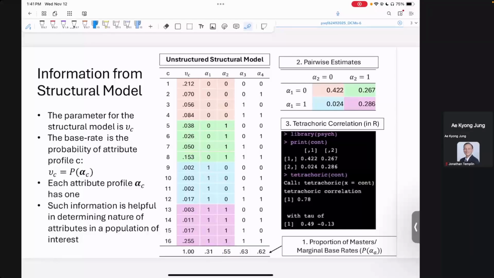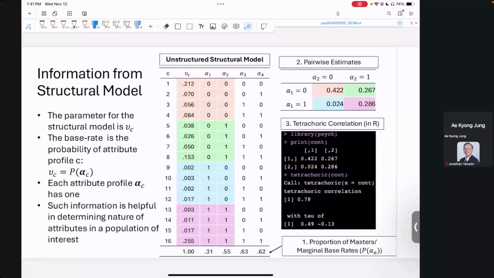Then what kind of information can we get? This attribute 1, there is 31% of the people have mastered attribute 1. And this attribute 3, there is 63% of the people who have mastered it. Then we might get information that attribute 1 is harder to get. And also we can get pairwise estimates. This has the same logic to get this number.